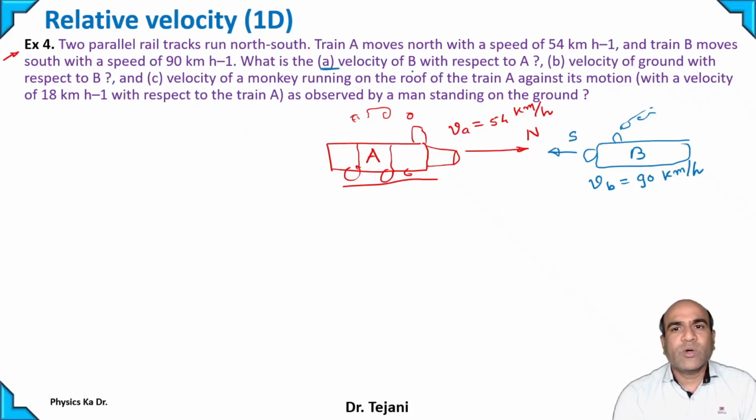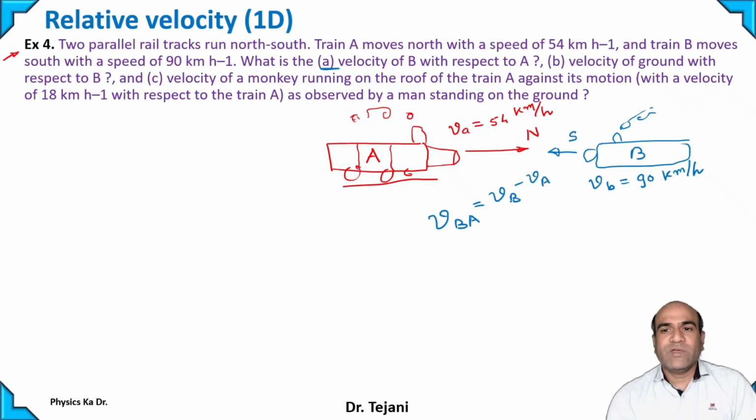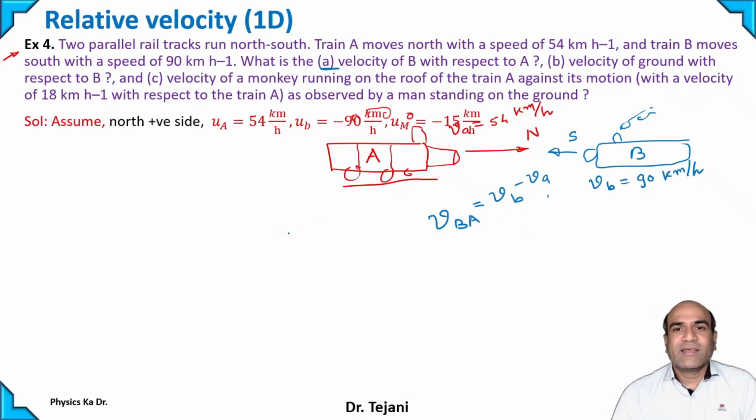What is the velocity of B with respect to A? So what is asked first? The velocity of B with respect to A, VBA, we need to find. We have the equation VB minus VA, or you may use small letters also if you want. The first letter comes first, the second letter comes second. Right. So let's solve this.